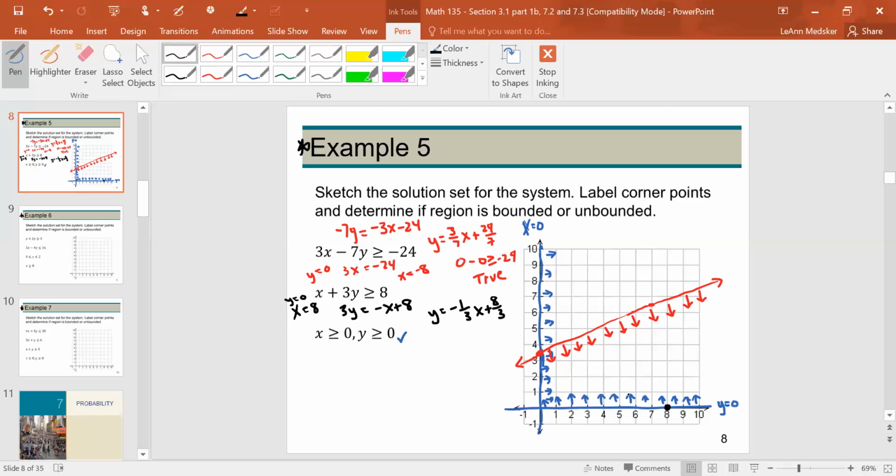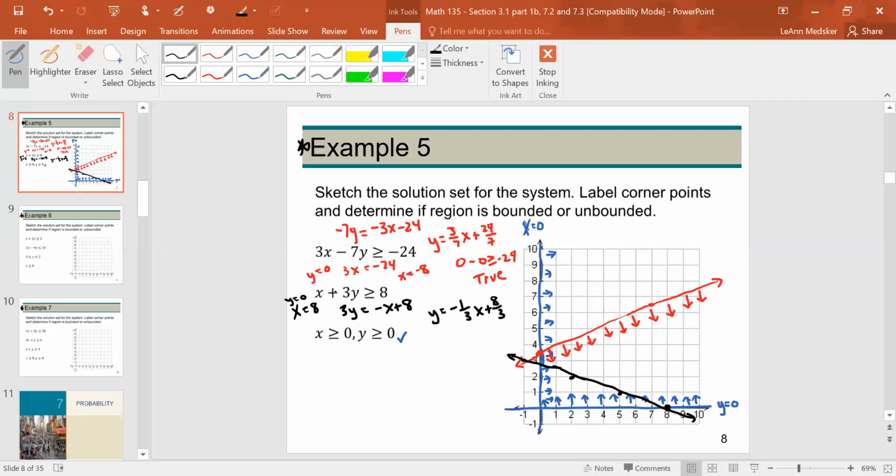So up 1, left 3. So up 1, left 1, 2, 3. Up 1, left 1, 2, 3. Up 1, left 1, 2, 3. And again, I'm trying to draw the best line I can using this marker.